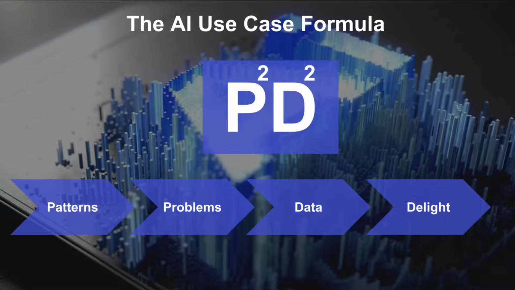The second D in this process of identifying high-impact use cases is design for customer delight. This is where you use your imagination, your creativity, to design something new that delights your customers.